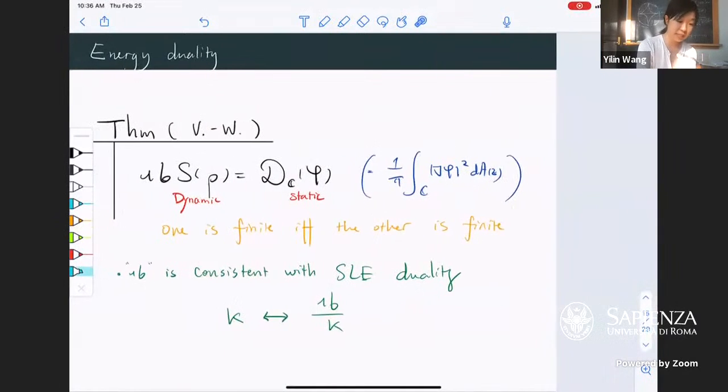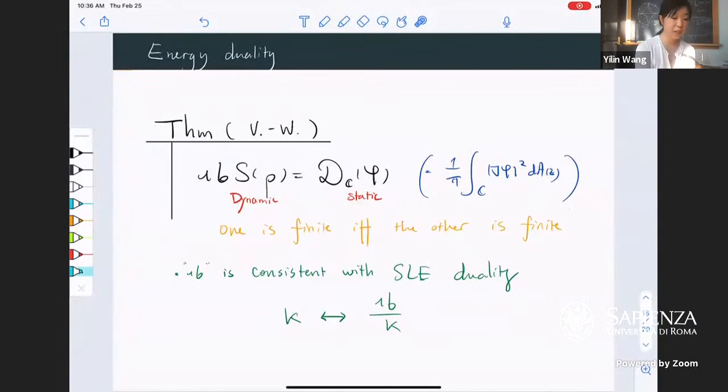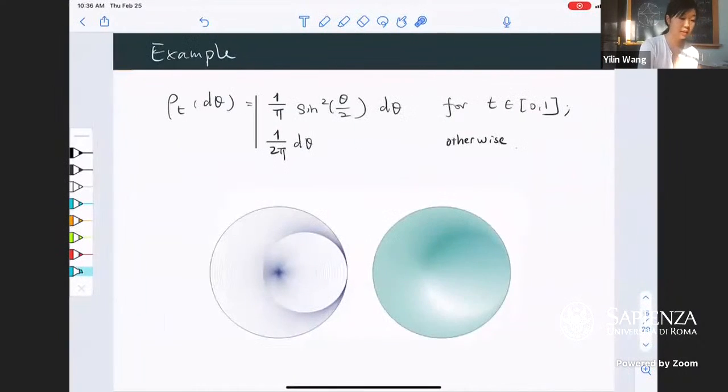All right, this is our main result. And this result has a lot of consequences. Some of them are actually surprising. But before that, let's see an example. This is an example of a measure which is not positive all the time.